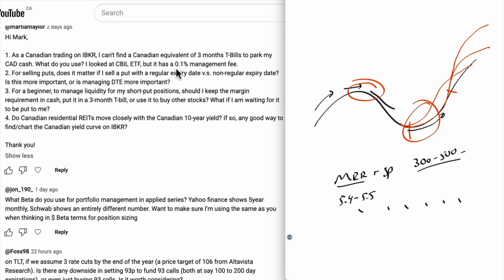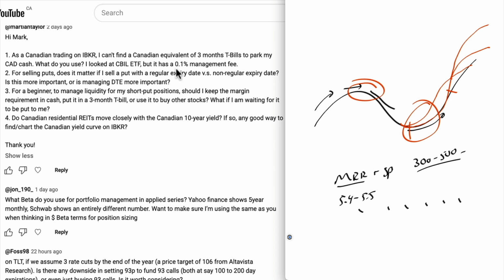For selling puts, does it matter if I sell a put with a regular expiration date versus non-regular? Not really. No. Is this more important, or is managing DTE more important? I think if you're trying to target your days to expiration, that's more important. Some irregular dates have weeklies, and they're just as liquid as the regulars. So as long as they're just as liquid as the regulars, you'll be okay.